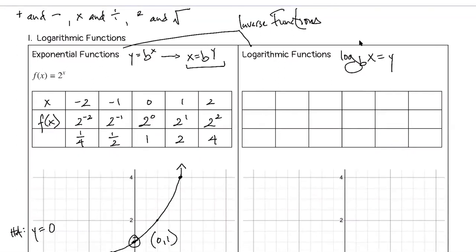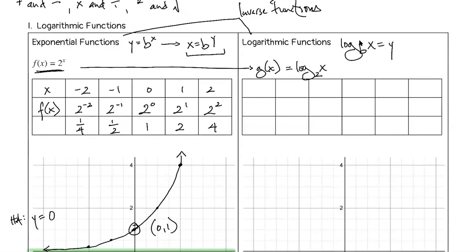Now, let's take a look at that same definition, but with numbers. We could write f of x equals 2 to the x, and g of x equals log base 2 of x, if we use the numbers from our f of x. So log base 2 of x is what we're going to try and graph right now.